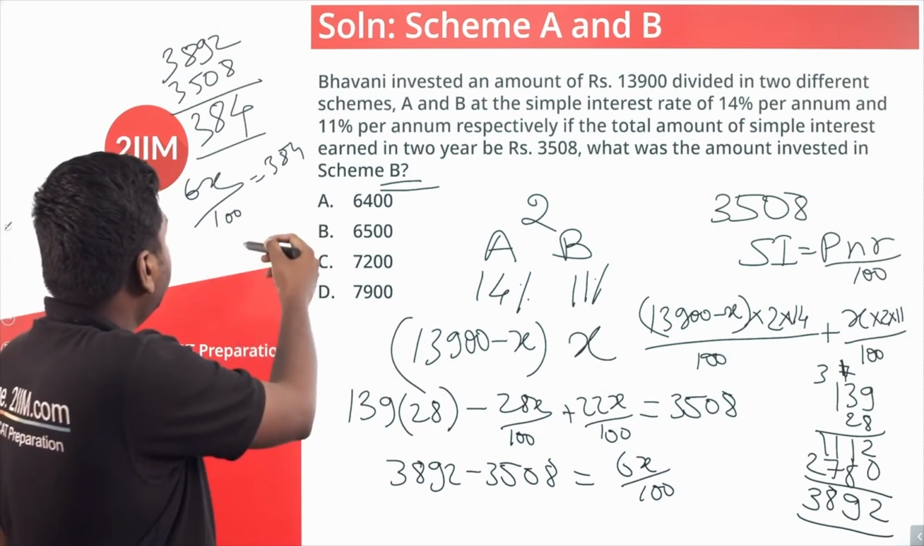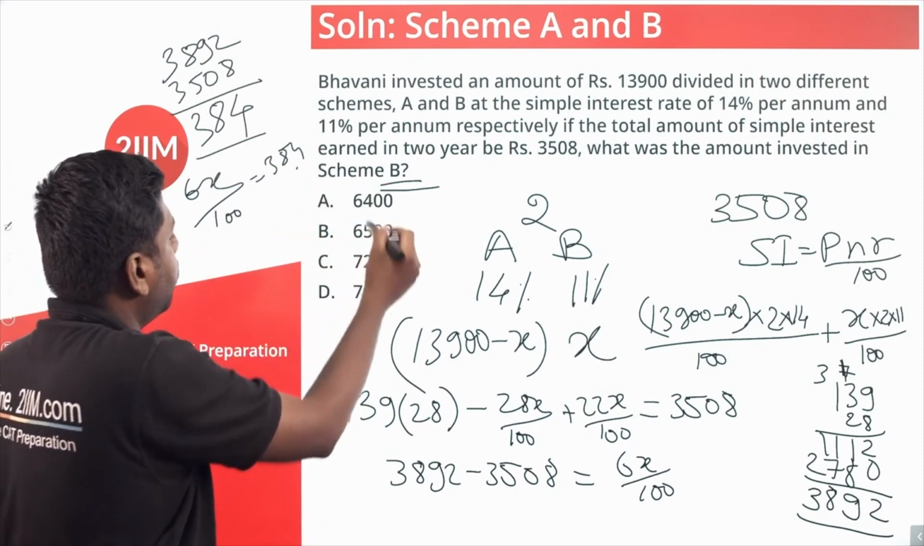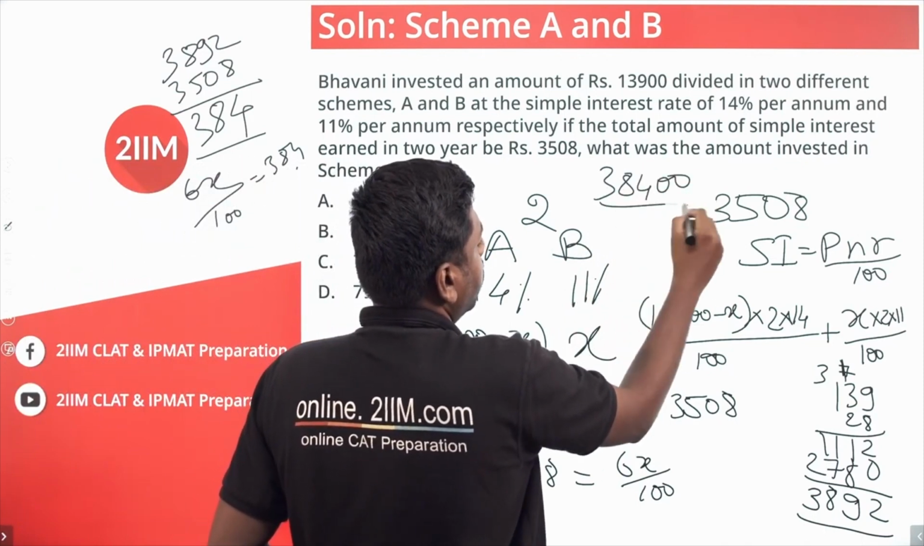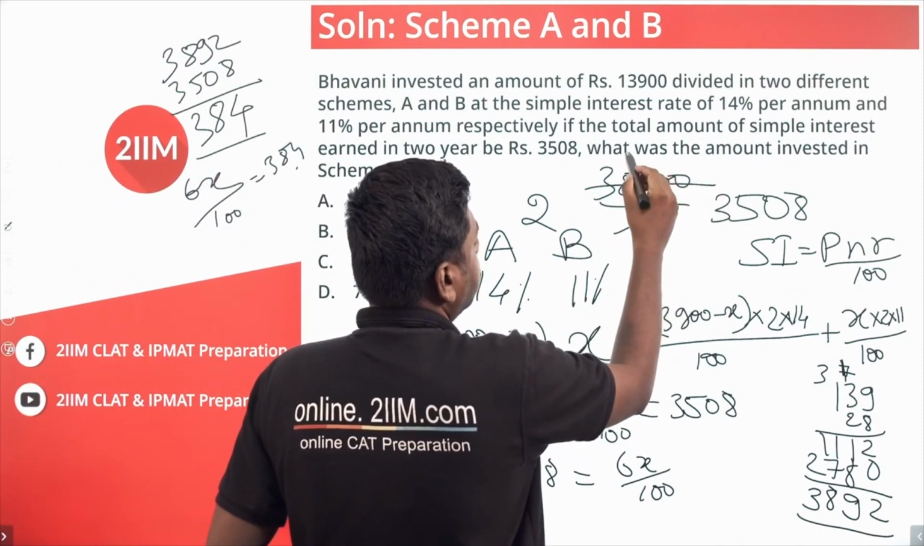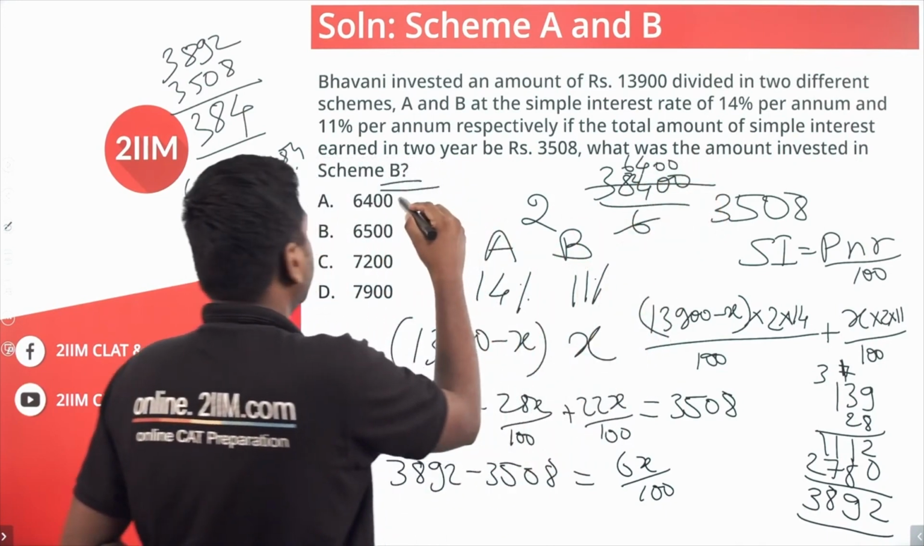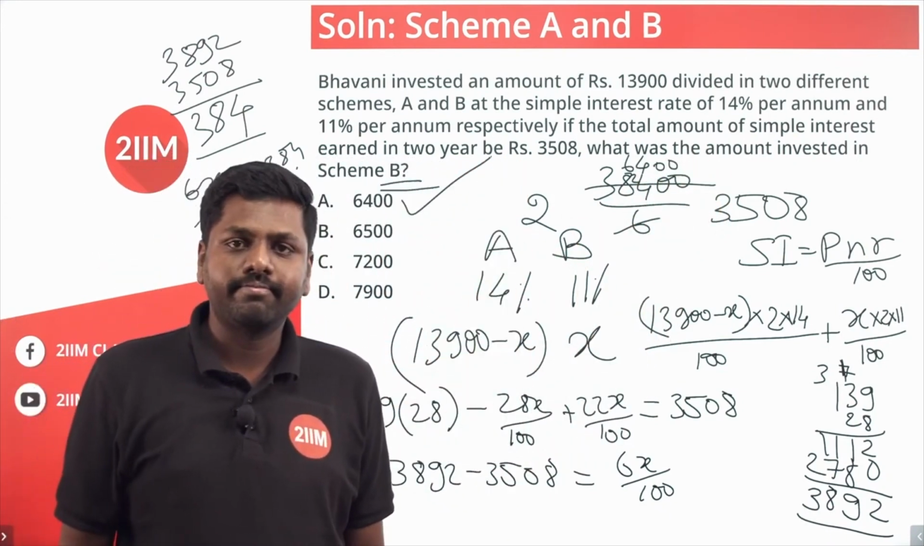Or you cross multiply this becomes 38400 divided by 6. So you have 38400 divided by 6. So in 38, this is 36, 6 times 2 carry. In 24, it is 4 times 6400. 6400 is your answer.